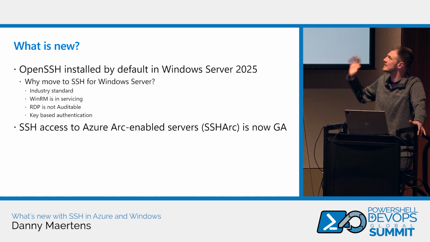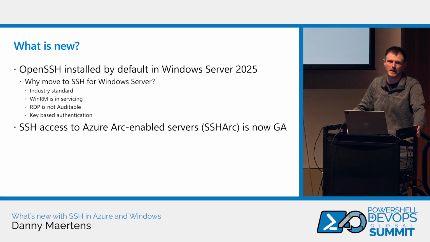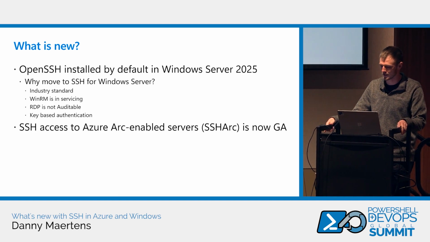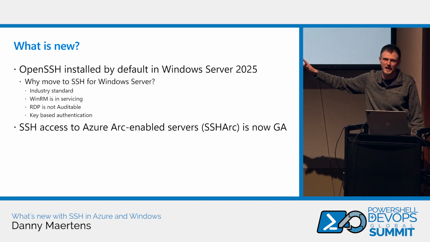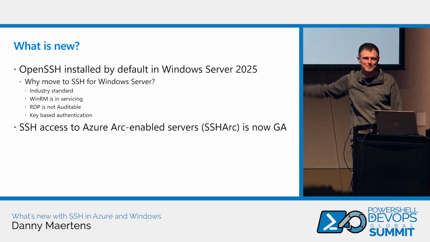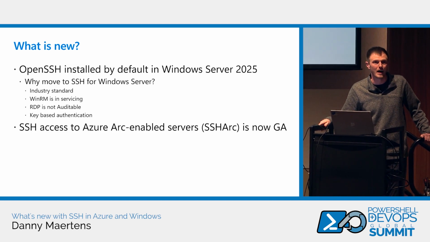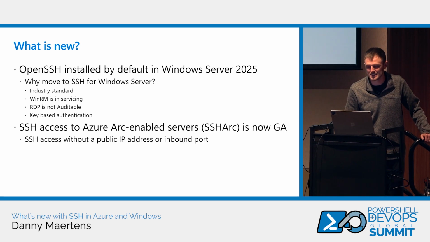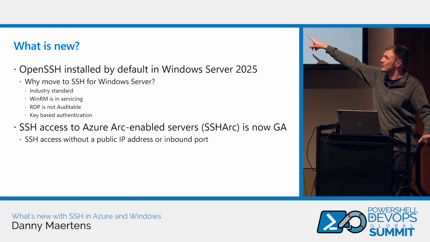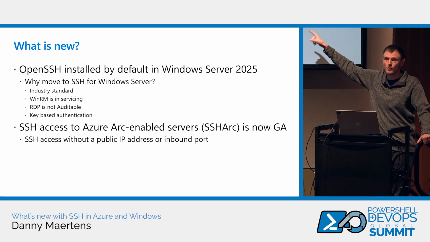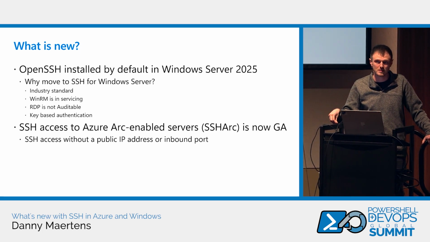All right, that's the Windows side. How about the Azure side? If you've come to this conference the past 2 years, I've been talking about this thing called SSH access to Arc-enabled servers. Or if that's too big of a mouthful, which I think it is, I just call it Shark because it makes it more fun. Shark is now GA. It went GA last summer. The great thing about Shark is if you've Arc-enabled your machine, you can get access to the machine without a public IP address or an inbound port. So you now have IP-less access to an on-prem machine.